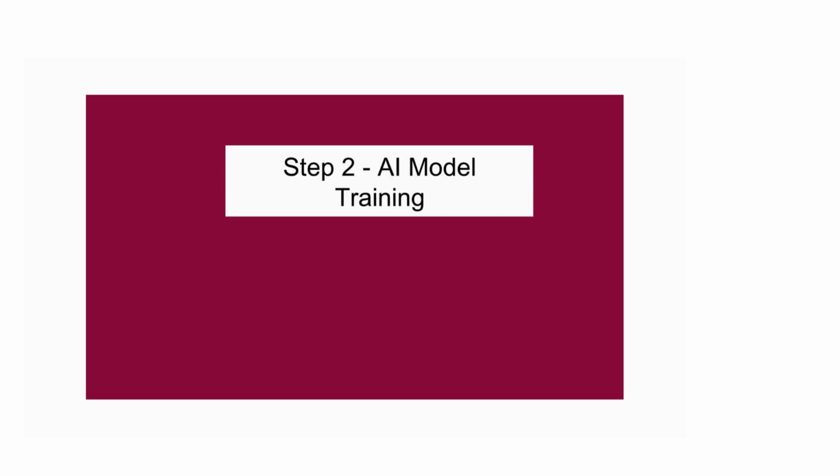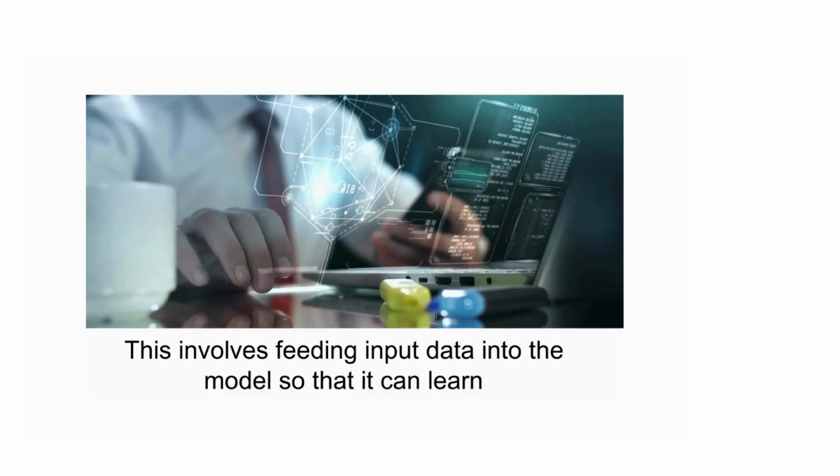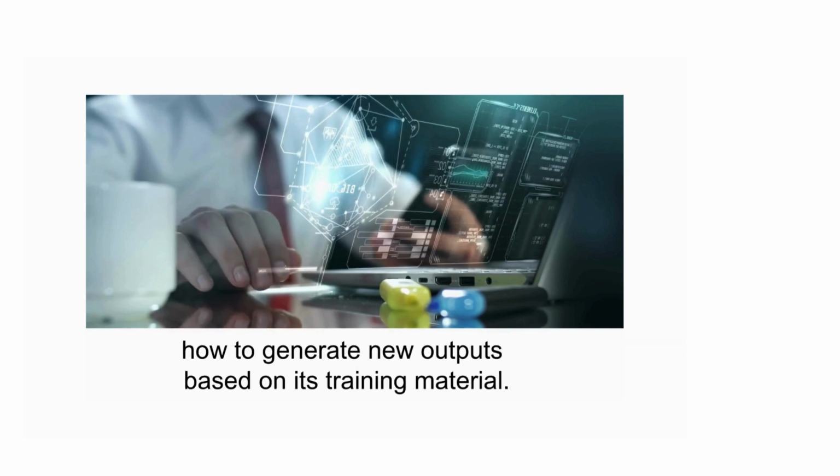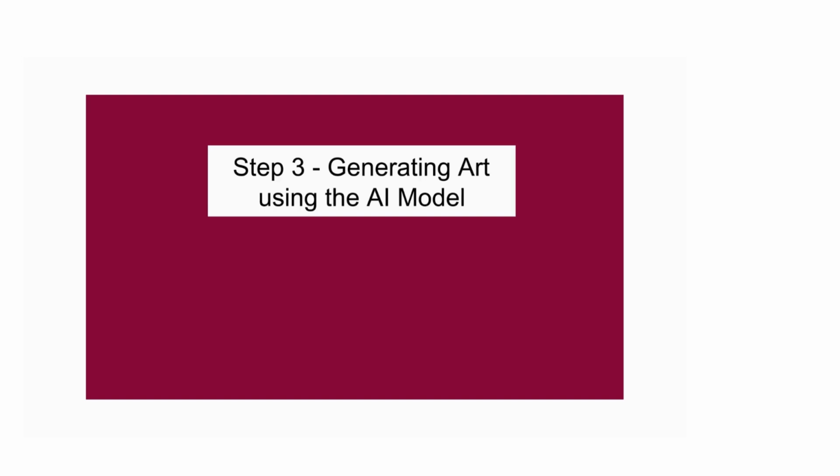Step 2. AI model training. This involves feeding input data into the model so that it can learn how to generate new outputs based on its training material. Step 3. Generating art using the AI model.